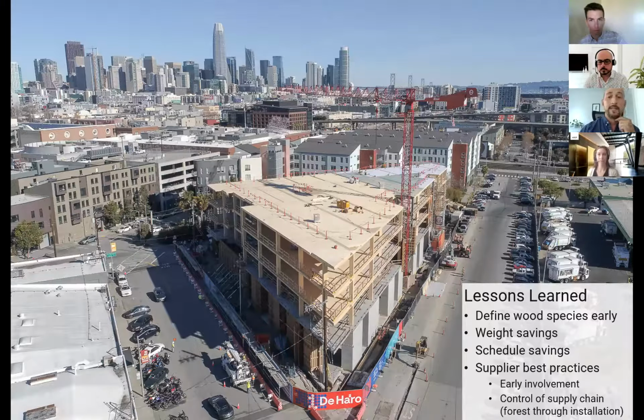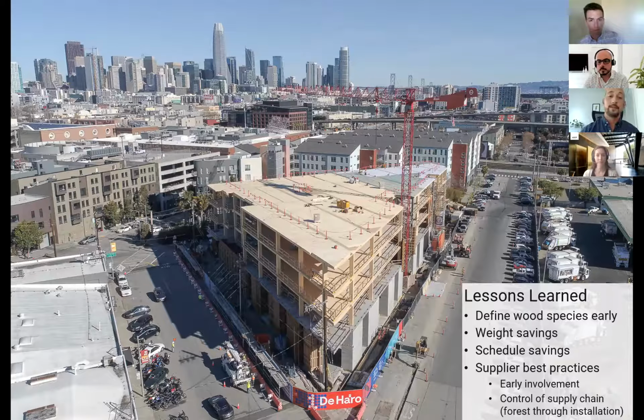So some key lessons learned around this project, thanks to DCI and Hathaway for these. It's critical for mass timber projects to define the wood species early in the project when you're still doing the structural design, because different types of wood species actually impact structural calculations differently. So in this case, black spruce was used.